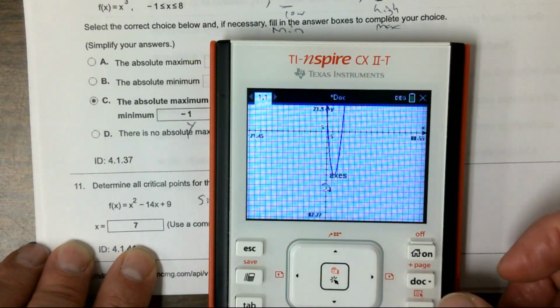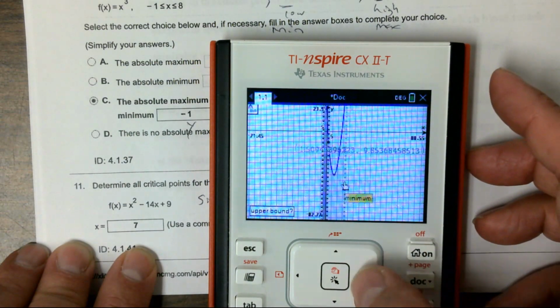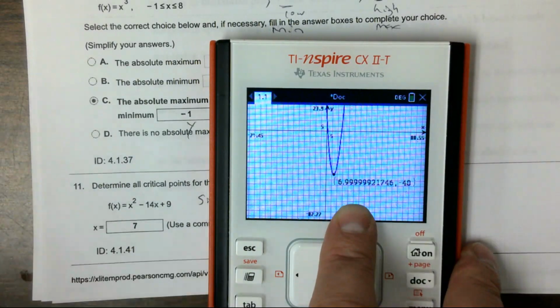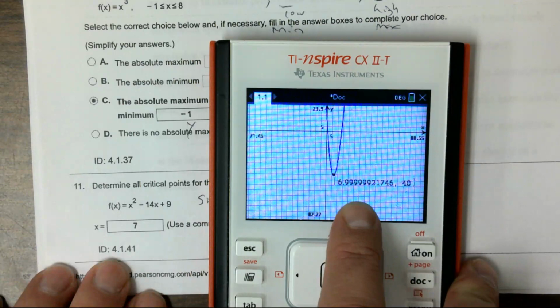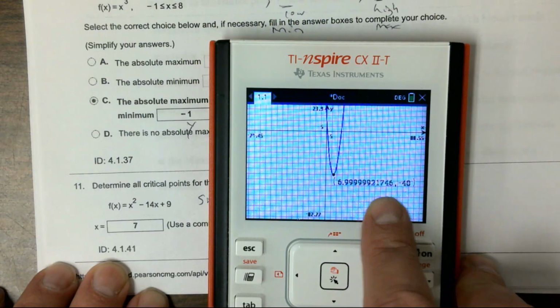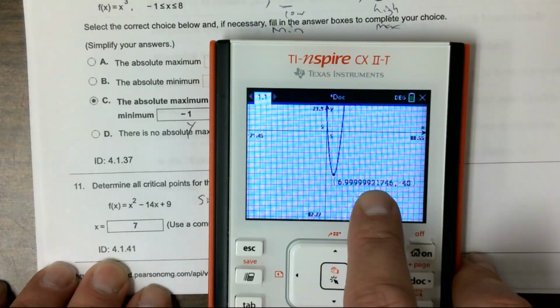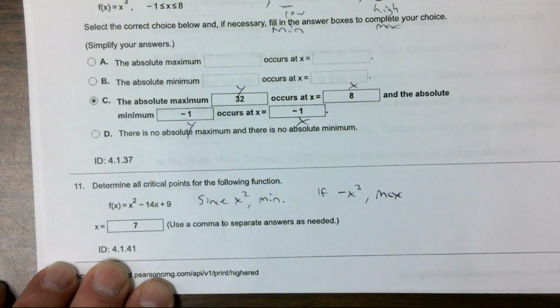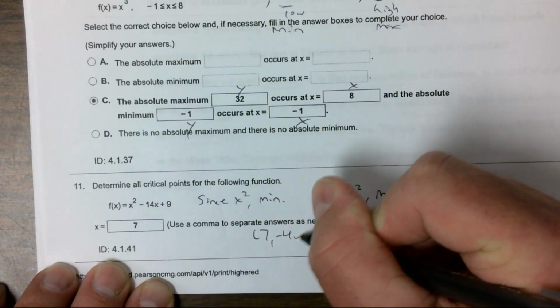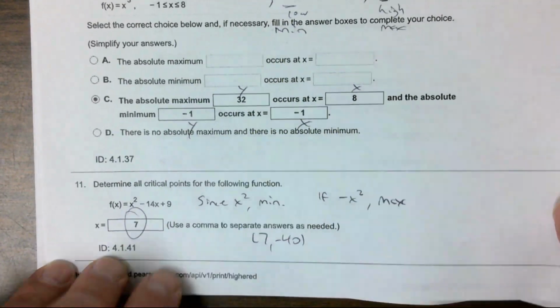Now, because it's a minimum, I go to Analyze Graph and then go to Minimum and trap it between here and here. Now, in the calculator, it says 6 point, basically 9 repeating, which will make 7. Ignore the garbage digits after that. That's going to be 7. So we think of 7 comma -40. So your answer is 7 because they want the x. And on this one, they want your critical points.